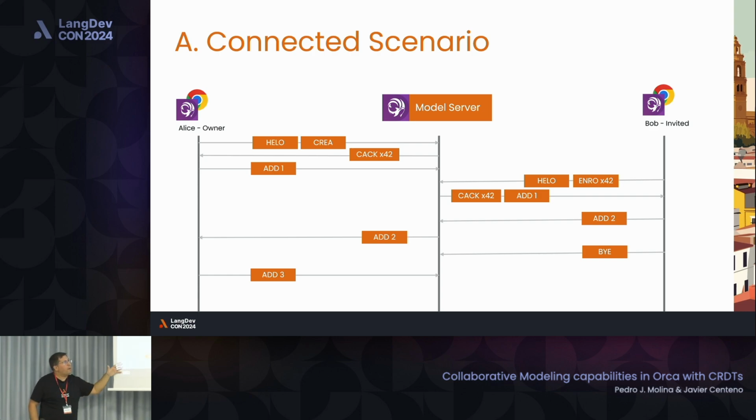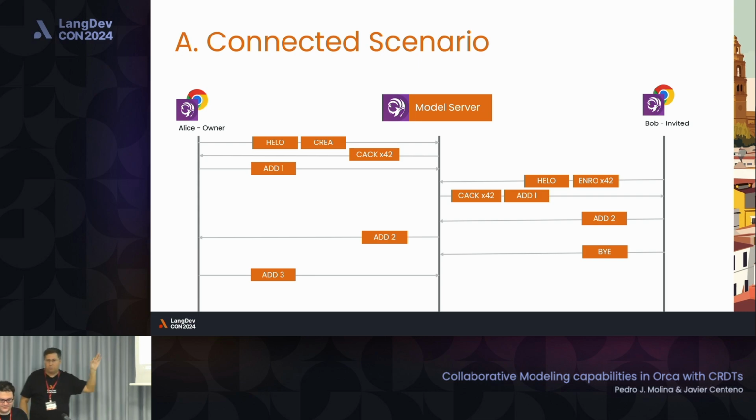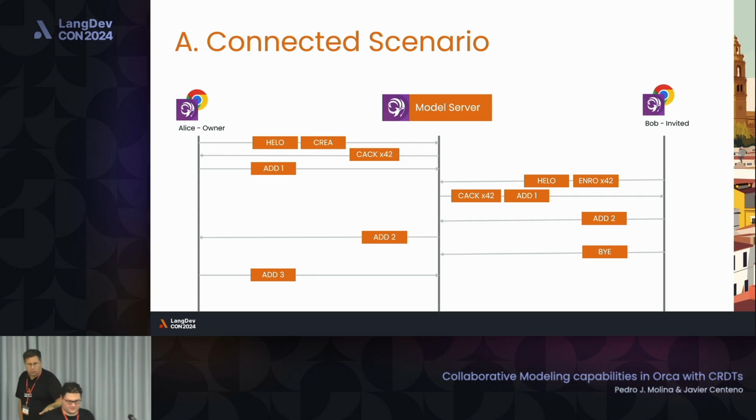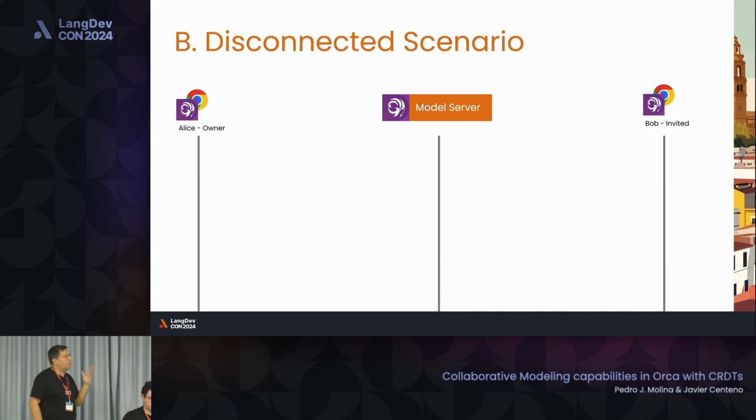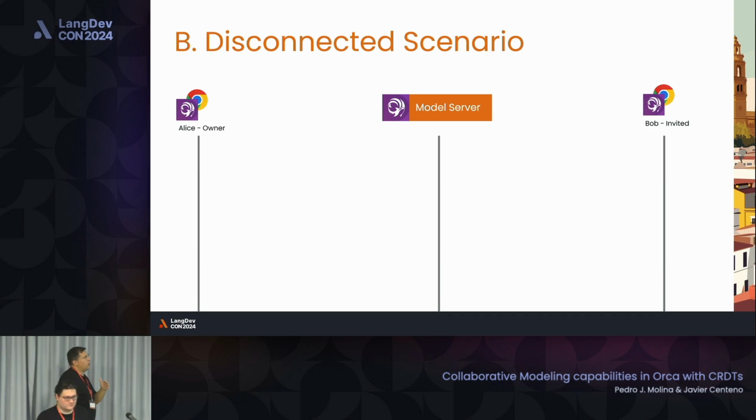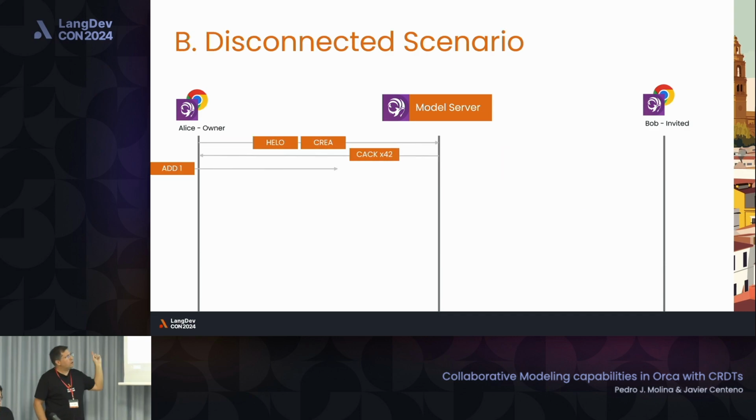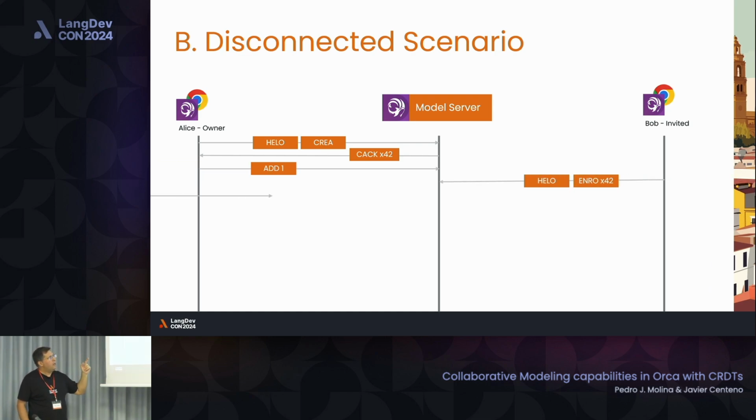We can decide to open another room if we want. More people can join in, but just to explain the basics. Now let's move to the second scenario, the disconnected one. It's quite similar to the previous one, but let's do it. So the same thing starts the same way, and suddenly Bob will disconnect.